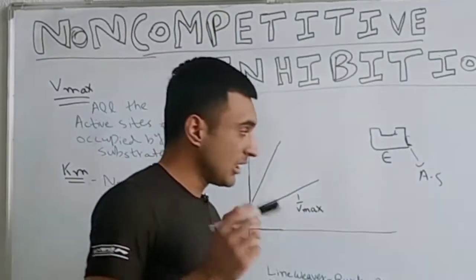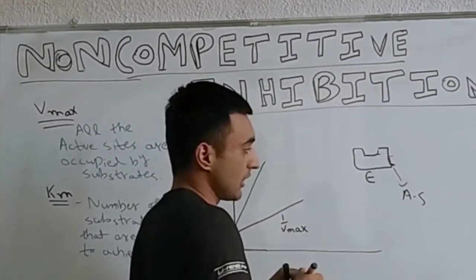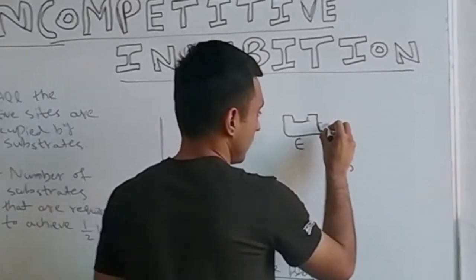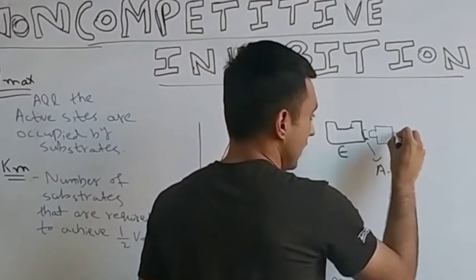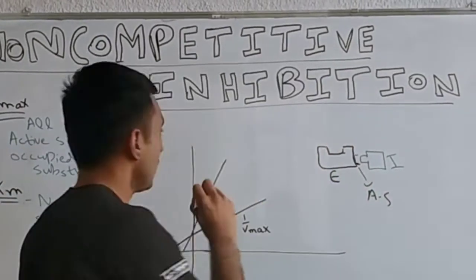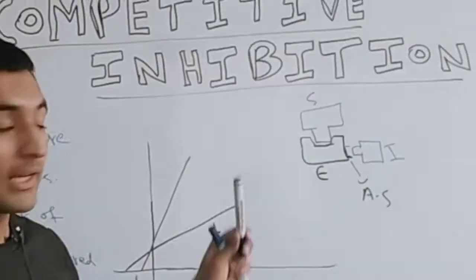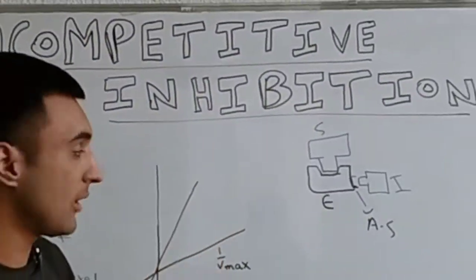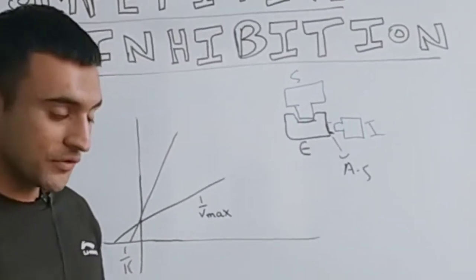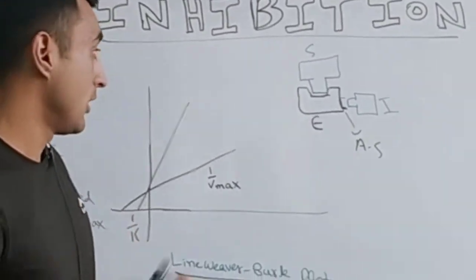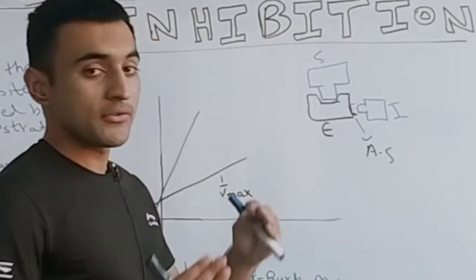We know that in non-competitive inhibition, the inhibitor attacks at the allosteric site of the enzyme. So this is the allosteric site of the enzyme where the inhibitor attaches during non-competitive inhibition, which causes a hindrance in the production of the products. So in this regard, what influence does this process have on the Km value?